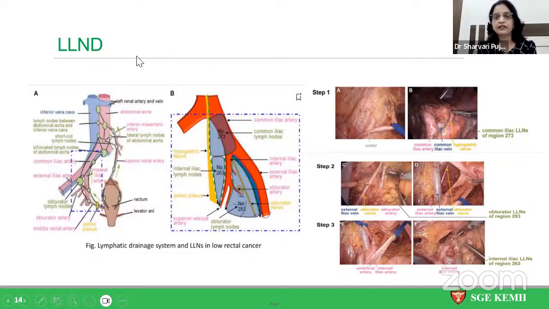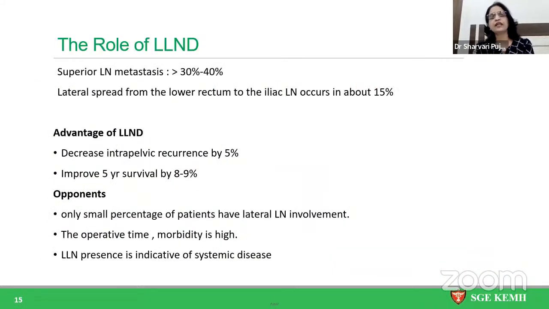or lateral pelvic lymph nodes, and the dissection of lateral pelvic lymph nodes during standard rectal carcinoma surgeries is a matter of debate. As I said, the majority of the lymph node metastasis, up to 40%, goes to the superior group of lymph nodes, and only 15% of the time are these lateral lymph nodes involved. But the advantage proposed for lateral lymph node dissection is that it decreases intrapelvic recurrence by 5% and improves 5-year survival by 8 to 9%.